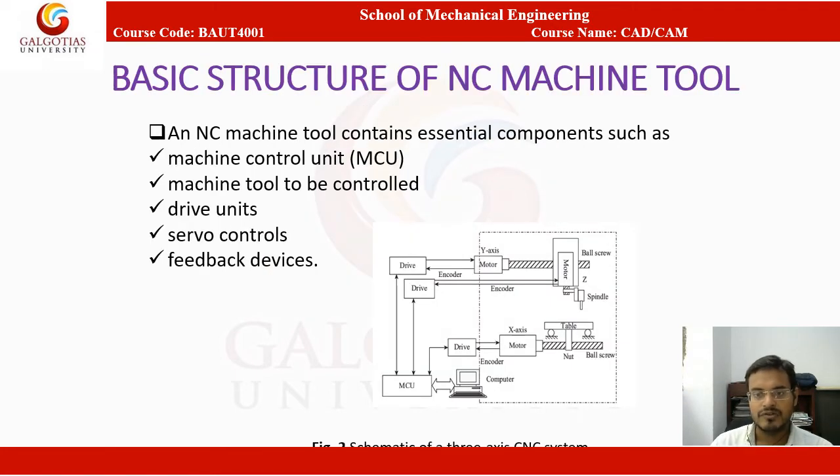So the basic structure of an NC machine tool is the machine control unit, the machine tool to be controlled by the machine control unit, drive unit, servo control, feedback devices. These are the basic structure of the NC machine tool. So machine control unit, then machine tool, then drive units, meaning a special drive for the workpiece table and also the spindle, then servo control, positioning of the tool and workpiece, and feedback devices for maintaining the accuracy of the machine.